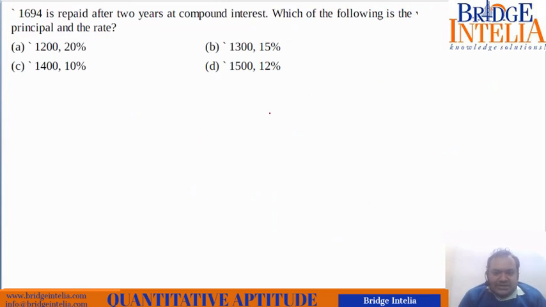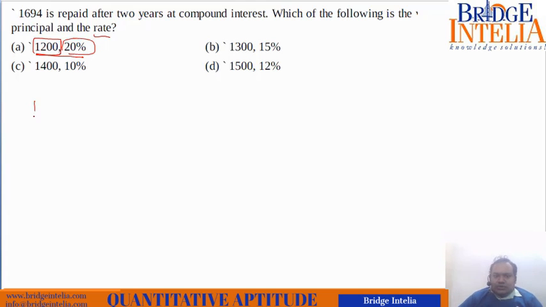Let's see this one. 1694 is repaid after 2 years at compound interest. Which of the following is principal and rate? So we have no idea what principal is, we have no idea what rate is. So which of the 4 options fits the description? That means, can this be the true answer? That if you deposit 1200 rupees at 20% compound interest, are you going to get back this much?